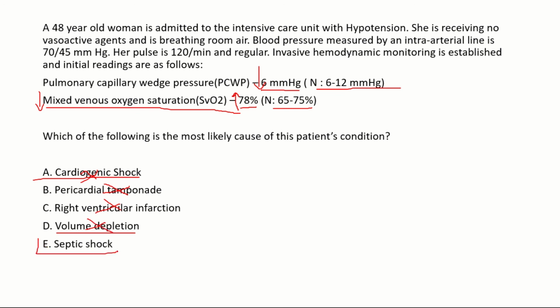And now lastly we come to the septic shock. In the septic shock, we know that this is a form of distributive shock, so there is a problem in the distribution. Now in the septic shock, as we have learned earlier, the cardiac pressures are going to be either normal or slightly less than normal, and the cardiac output is going to increase. Also there is infection due to which the tissues in the body cannot extract oxygen from the blood properly, so the mixed venous oxygen saturation is going to go high, which is obviously seen in this case here. So the correct answer here is going to be septic shock.